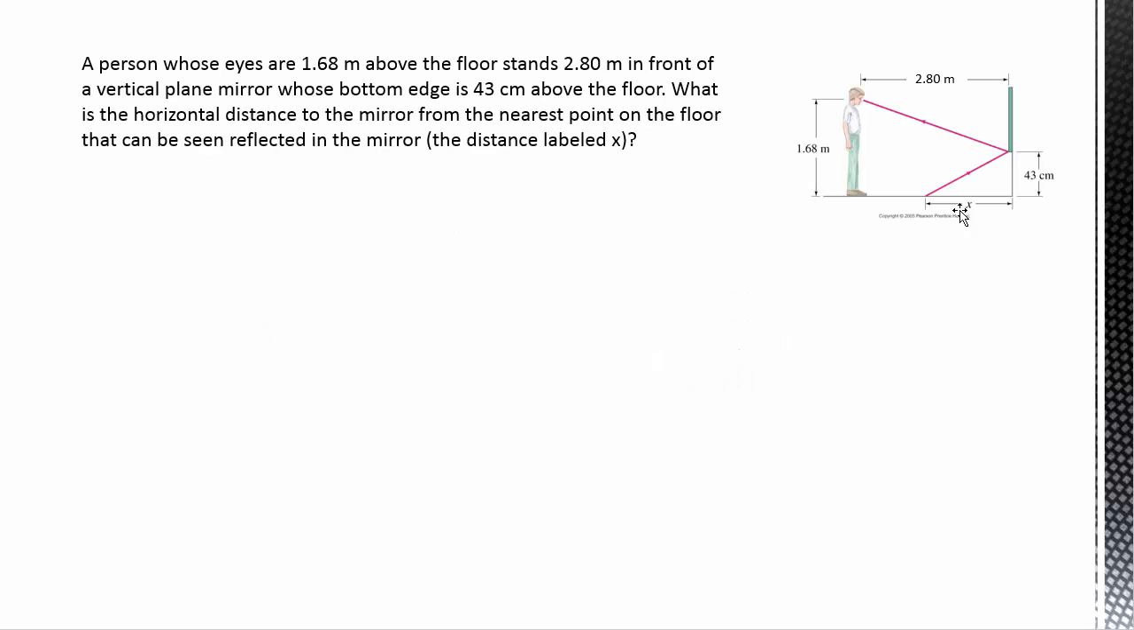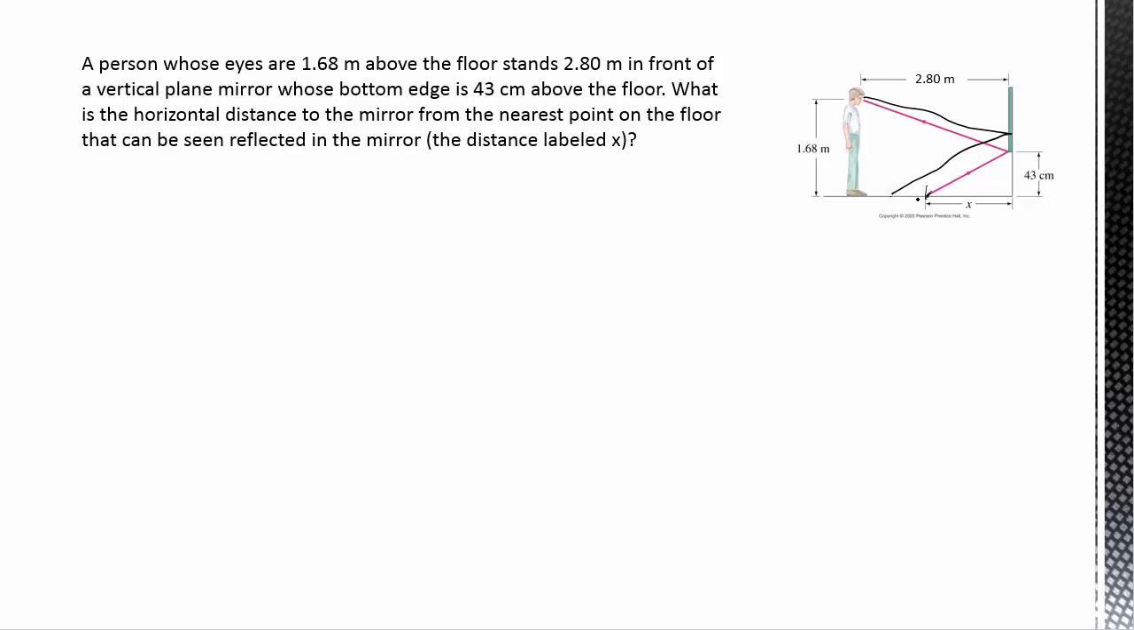Next question. If you are standing in front of a mirror, you can see a variety of rays that bounce off that mirror, and the ray that bounces off the very bottom of the mirror here represents the closest point to the mirror on the ground that you can see. Because if you look up a little bit here, that's going to bounce off at a higher angle, and you're going to be able to see this location here. So the question is, what is this distance?